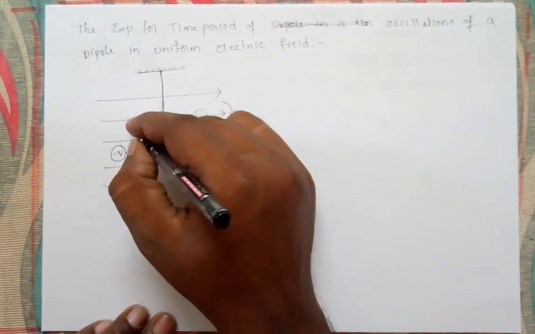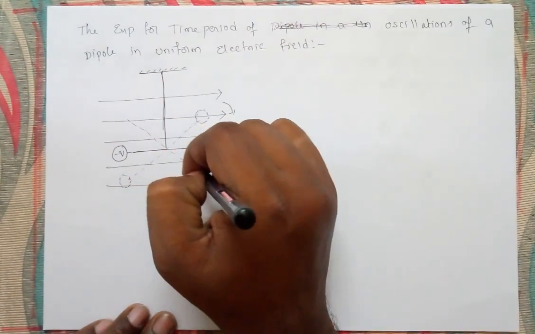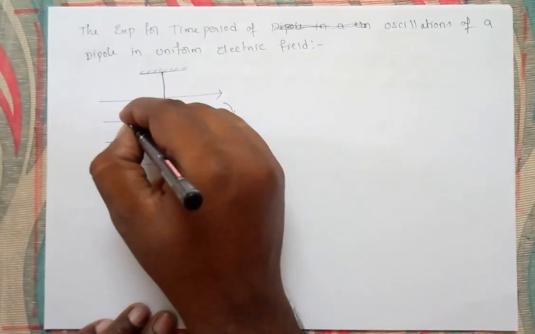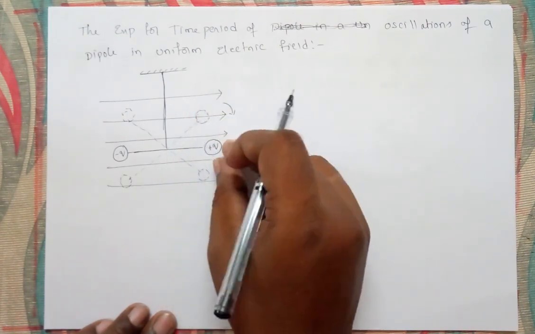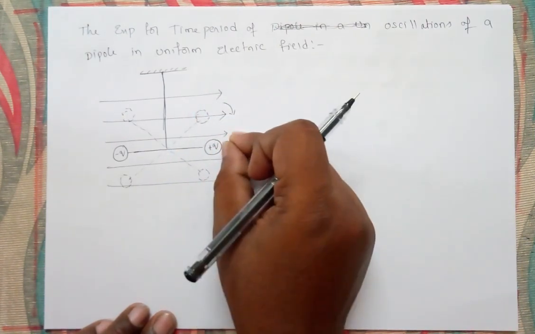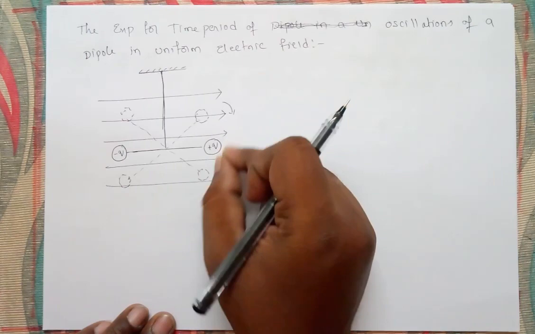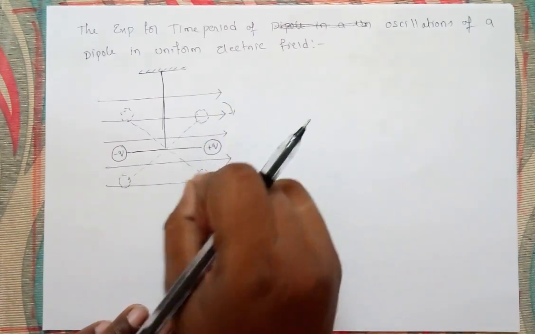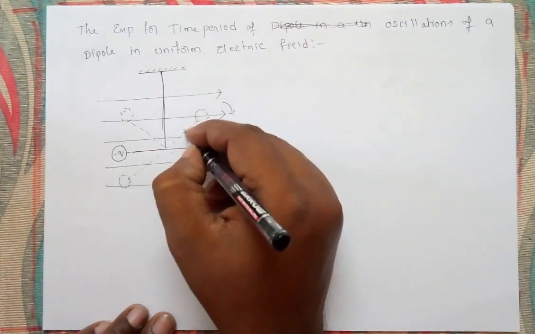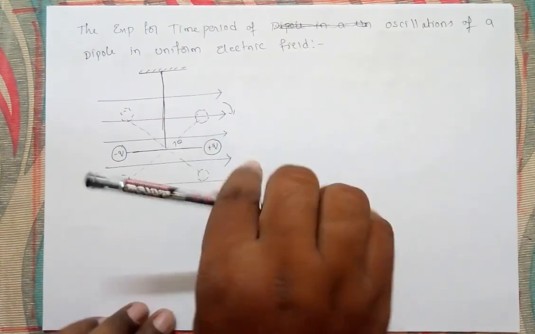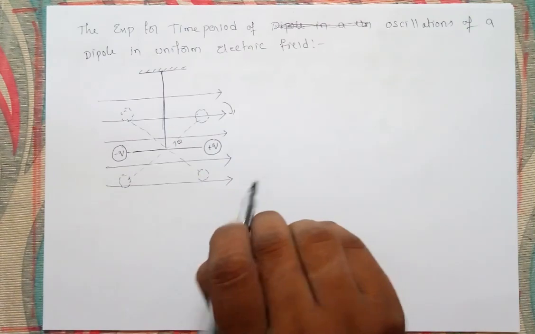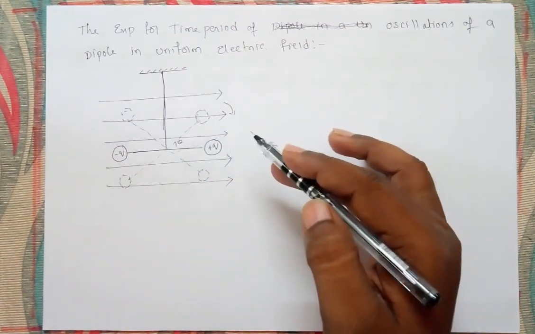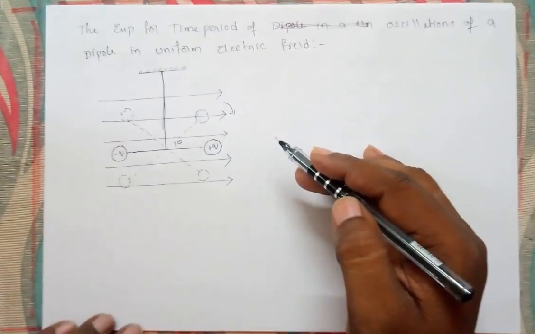In the same way, when it comes to here, the same thing will happen. The electrostatic force again tends to bring it back to the field direction, but the moment of inertia tends to keep it here only. Like that, it will make such kind of oscillations. That oscillation is called angular oscillation. That oscillation's time period we need to find out.